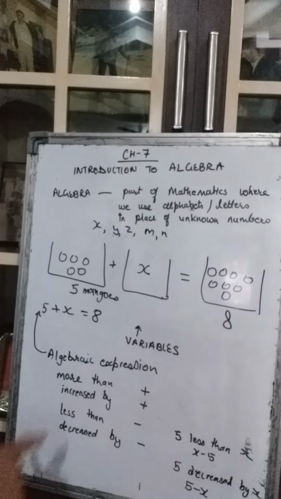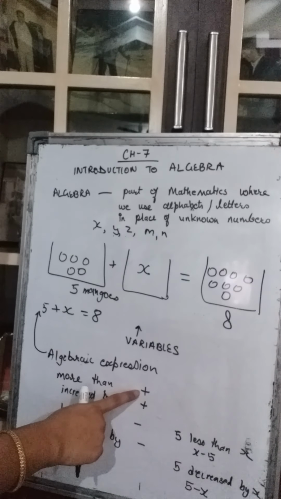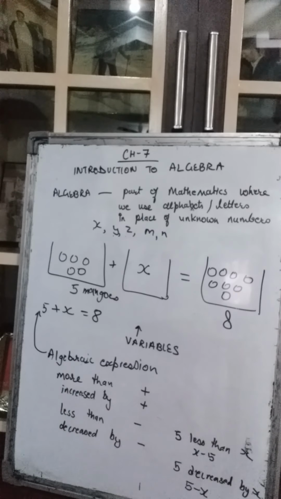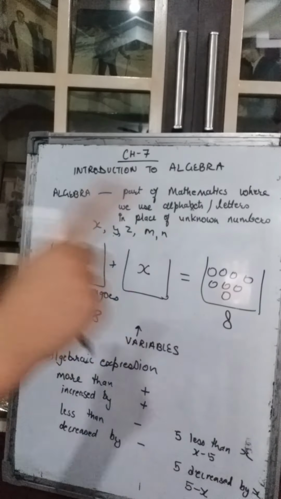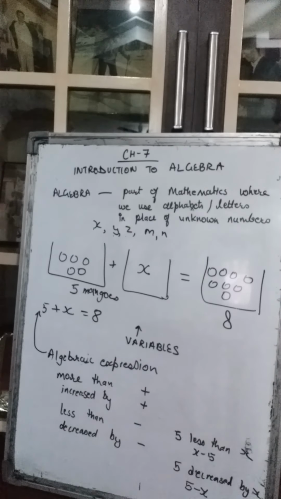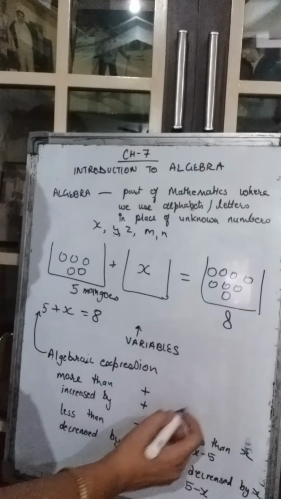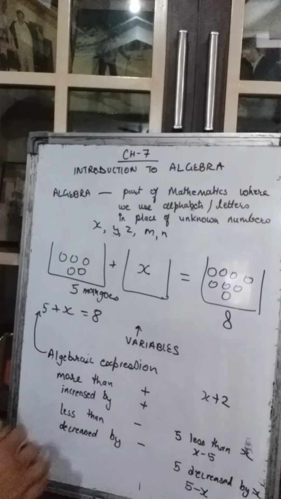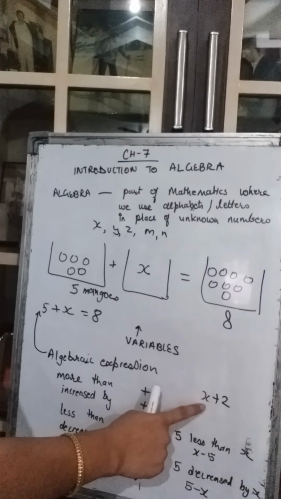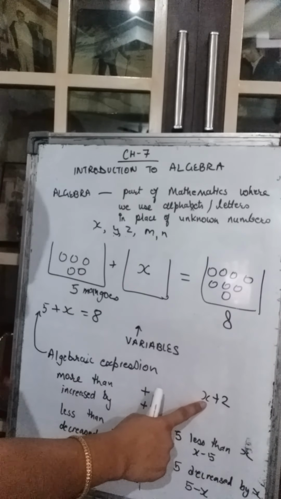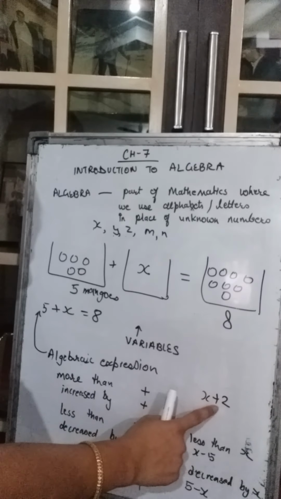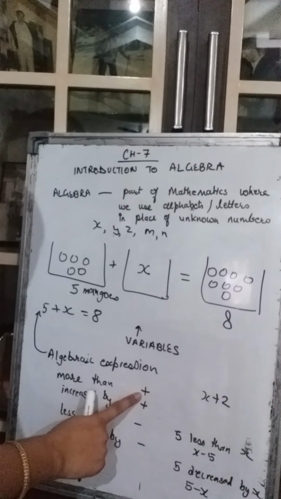If we use the words more than, that means the plus sign will come there. For example, I say, I have 2 mangoes more than what she has. We do not know what she has, what my friend has. So let us assume she has x mangoes. So what will the expression become? I will have x plus 2. For more than, the plus sign will come.